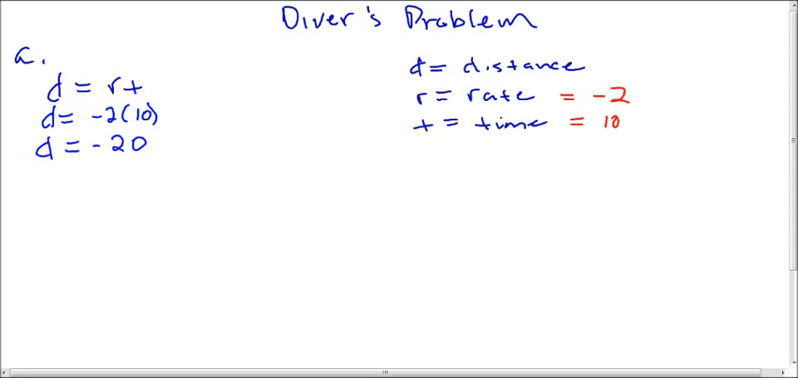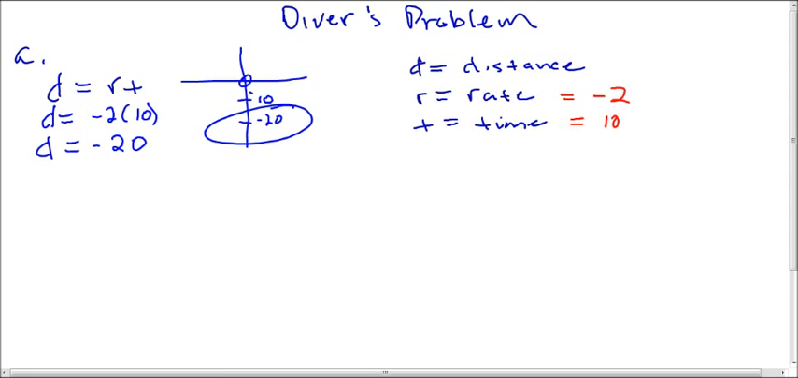Okay, so our answer would be the diver's position relative to sea level after 10 seconds is -20 feet. That means he's 20 feet down. Let's put a picture here so we can see. This is sea level. The diver is, remember this is 0. Let's call this 10, and that will be a -10, and here is a -20. So here is the diver's position after 10 seconds.